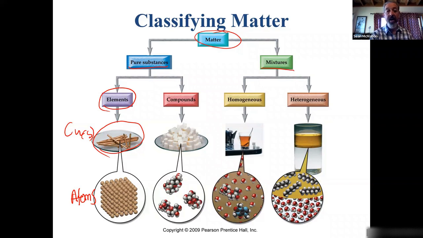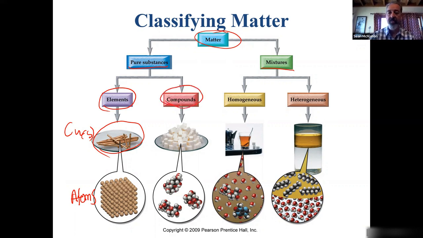And pretty much elements, they can't be simplified. You can't break them down any simpler. There are exceptions with nuclear decay, and we will get into that later. But for the most part, that is what they are.